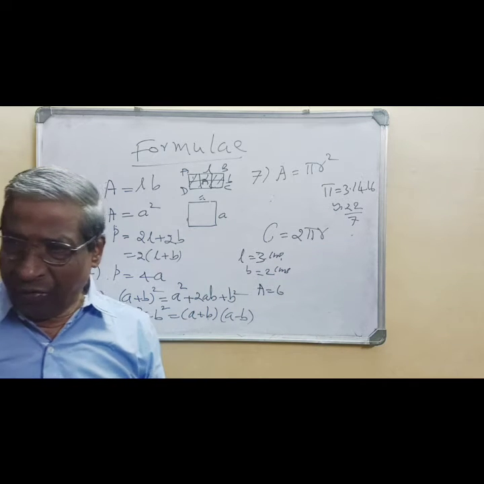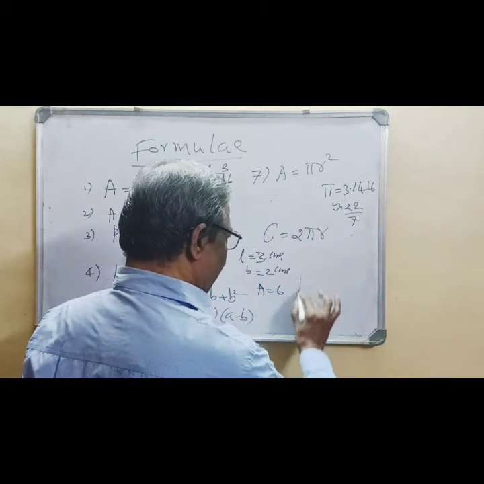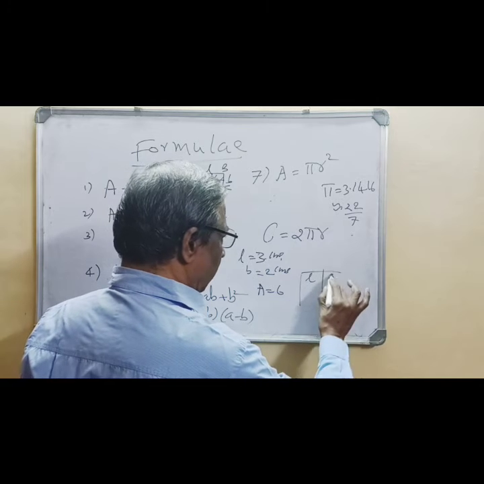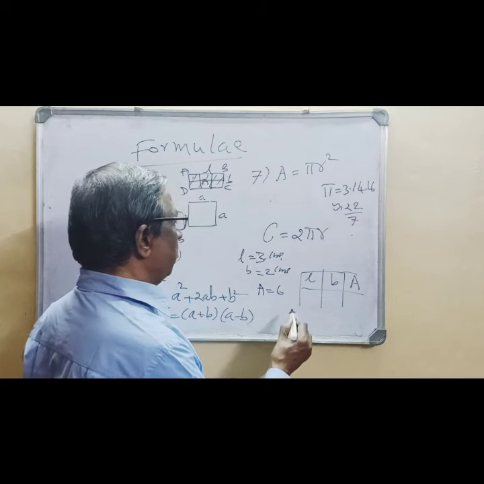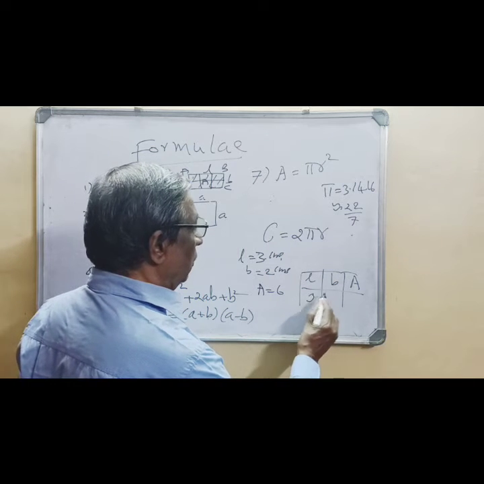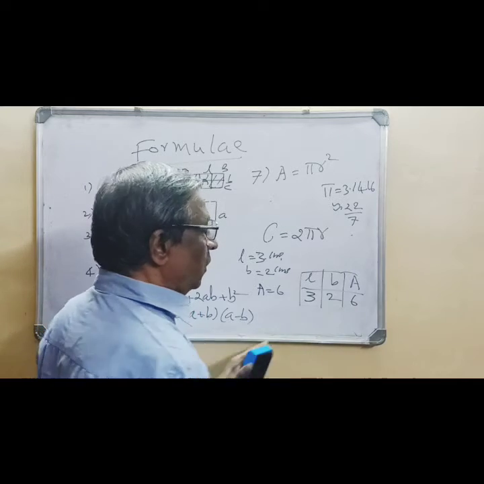This is how you can try for many rectangles. Mark their length and breadth on your graph paper, and also count the number of squares. Write it all in a table with 3 columns: length, breadth and area. In this, many examples can be given. Length is 3, breadth is 2, and area is 6.